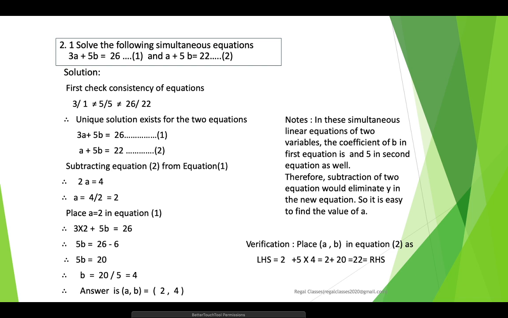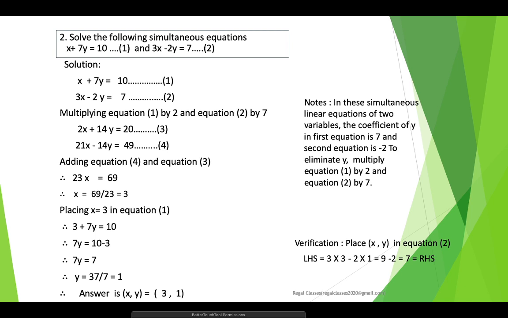It is better to verify whether our solution is right, so place a and b in equation 2, because we have already used equation 1 to calculate b in this case. We place a, b in equation 2 to check, and we find that the left hand side is equal to the right hand side, so our solution is right.